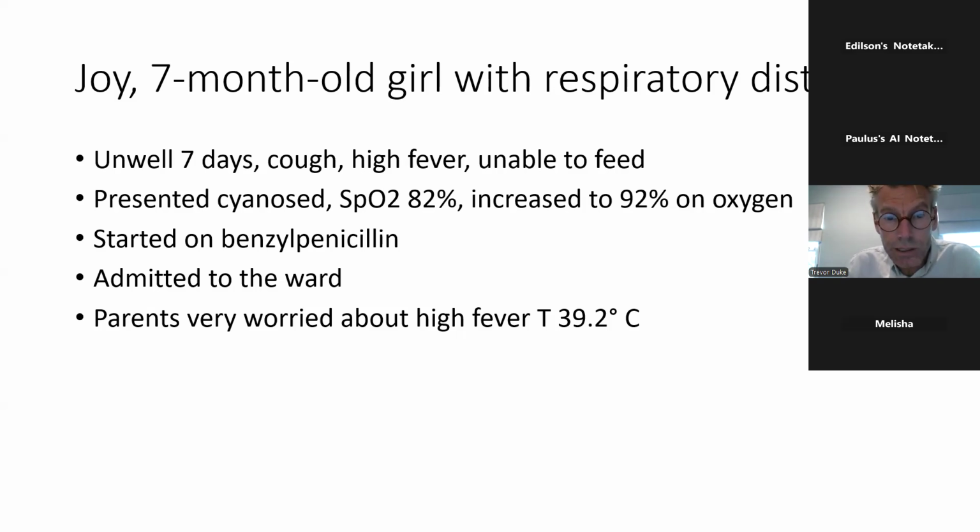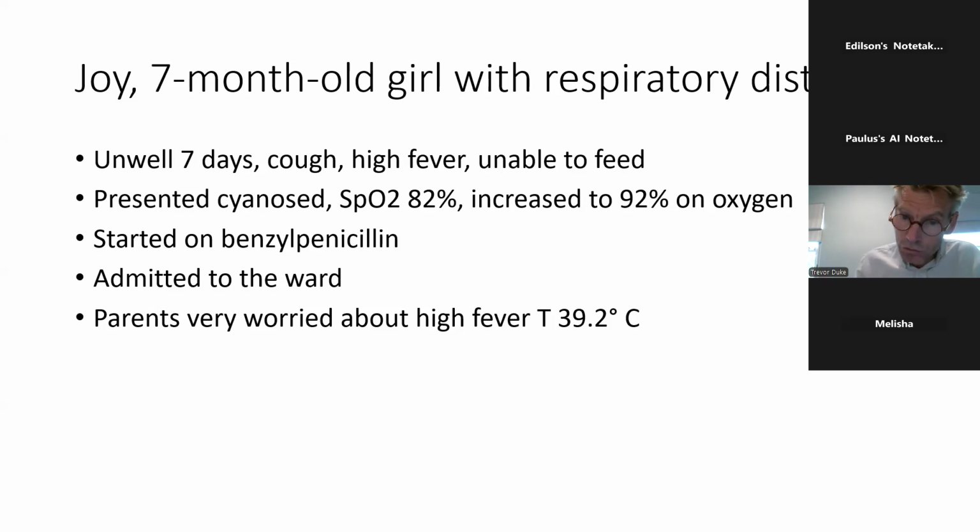She'd been unwell for about 7 days with cough and high fever, and she'd been unable to feed in the last few days. She presented to the hospital with cyanosis and saturations of 82%. When she was given oxygen, it came up to 92. So you'd already conclude from that she's severely hypoxic, and giving her oxygen doesn't even get her saturations up to the normal level.